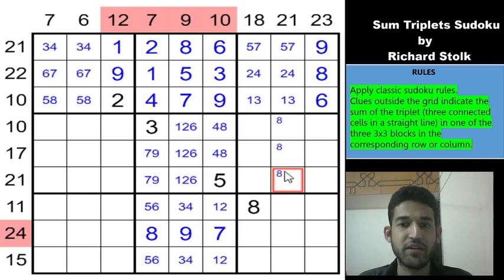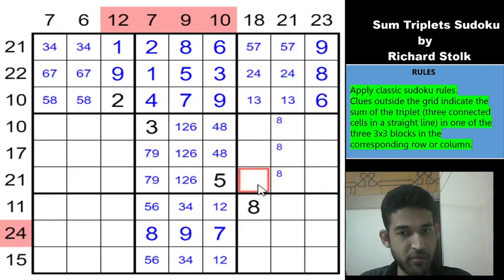6 or higher, right? You cannot have 5 or any digit lower than that, because if you have a 4, then these 2 cells must sum up to 17. Not possible. 5 is ruled out. So this can be a 6. If this is 6, then these 2 cells must sum up to 15. Oh wait, that is also ruled out, guys.